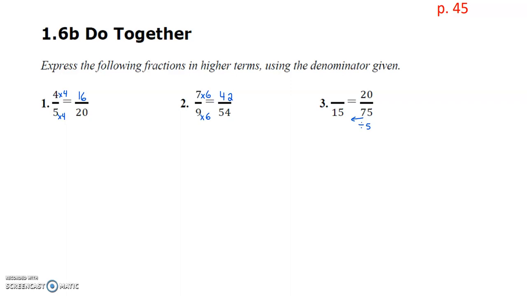So the division here can be helpful because now we're going to do the same in our numerator. 20 divided by 5 is 4, and we can check it the other way. 4 times 5 is 20, 15 times 5 is 75. So we're expressing our fractions in lower or higher terms using our denominator.